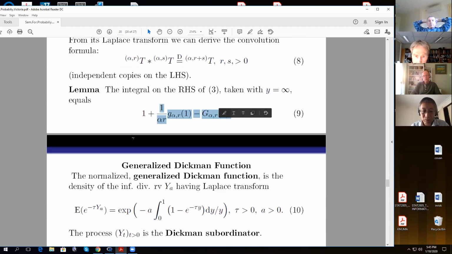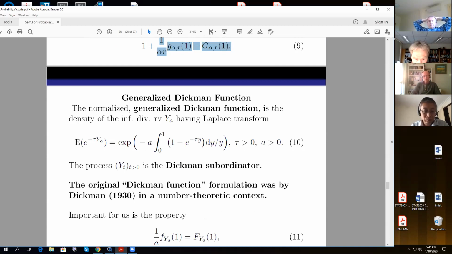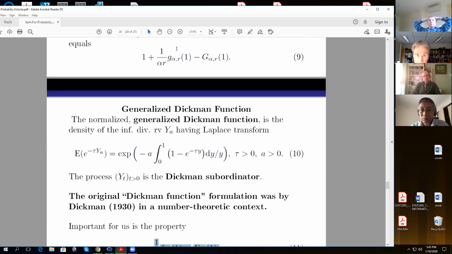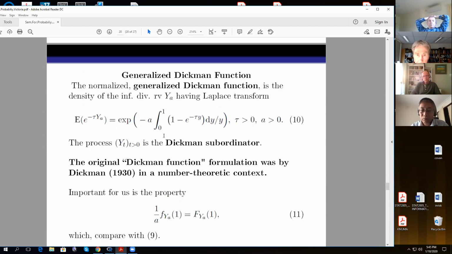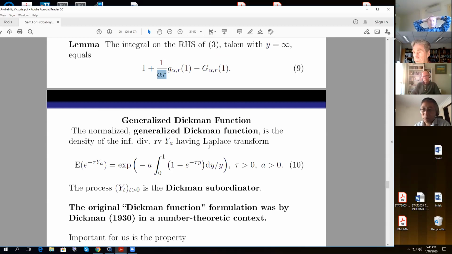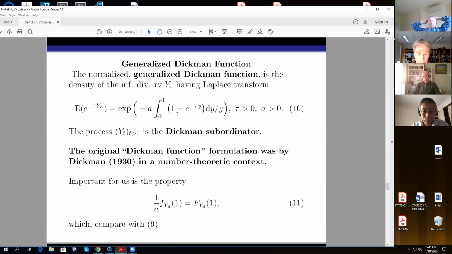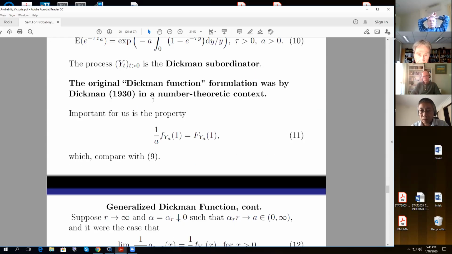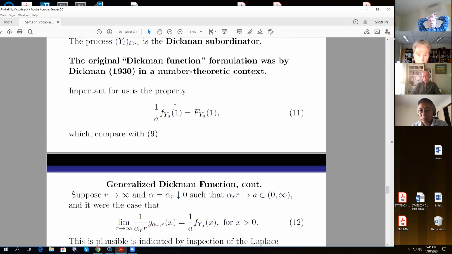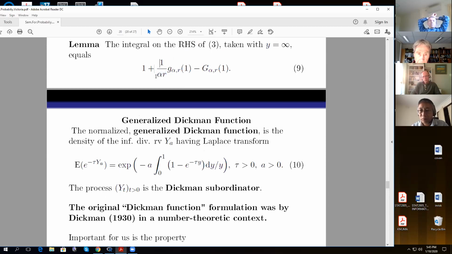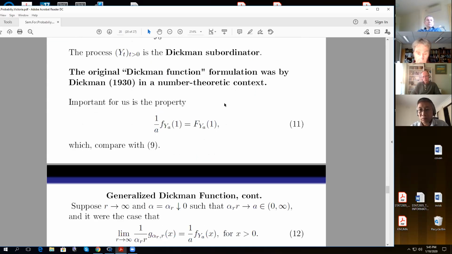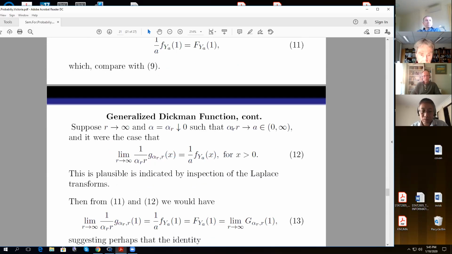Here we have something that looks, well, a bit like this. We have a G instead of an F, and we have an alpha R instead of an A, but otherwise we have the same relationship. So what this suggests to us is maybe it's possible that we can use the property of the Dickman function to show what we want to show, namely that this part of the formula is in fact 0. And that is true, and that's how the proof is completed.